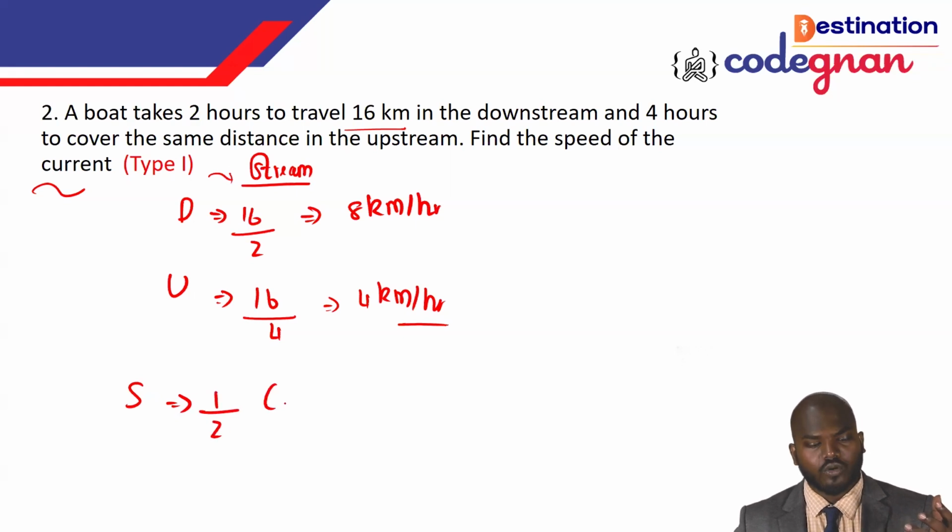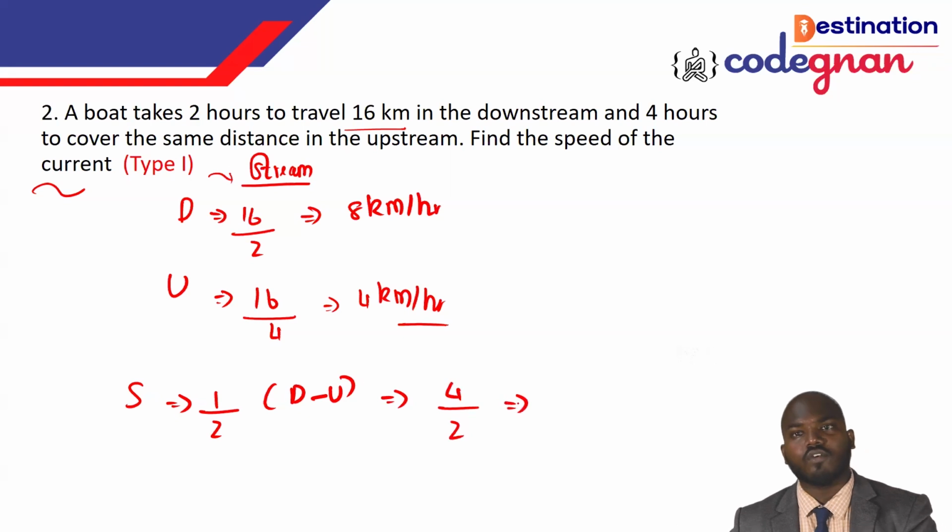The formula is 1 by 2 of (d minus u) or (u minus d), you can take either. If you take this, it will give you the value 4. So 4 over 2 will give you the answer, 2 kilometer per hour.